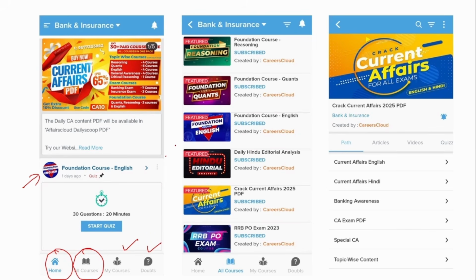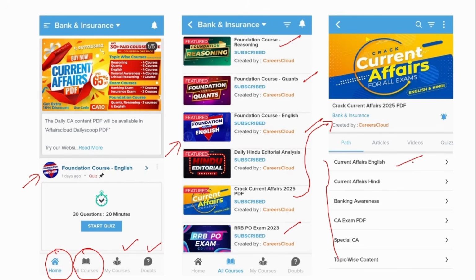So under All Courses, you can access various types of courses like Reasoning, Quant, English, and also exam specific courses. If you click this Crack Current Affairs, you will be redirected to this page. Under this, you can see various tabs that are available.